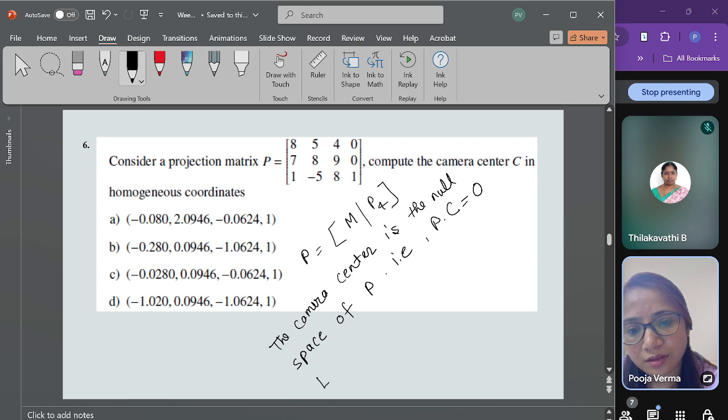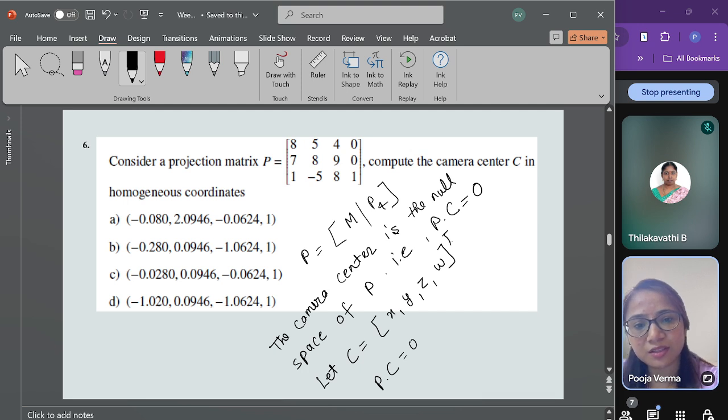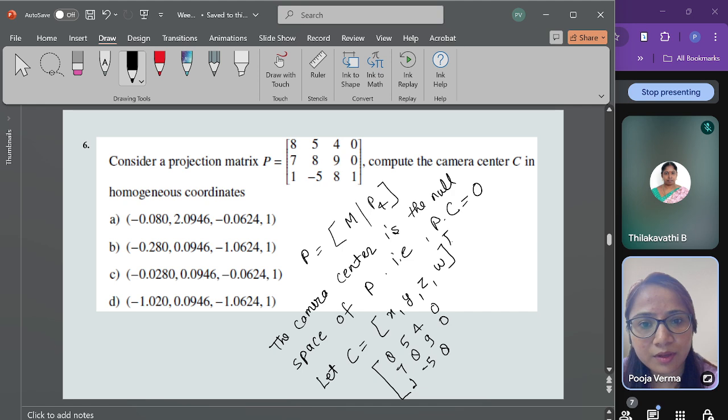And the camera center C is what we need to find out. So let C be x, y, z, w transpose, right? We already know that P into C is equal to 0. The projection matrix is given here, so just multiply P and C. Take the projection matrix 8, 5, 4, 0, 7, 8, 9, 0, 1, minus 5, 8, 1 into x, y, z, w is equal to 0.